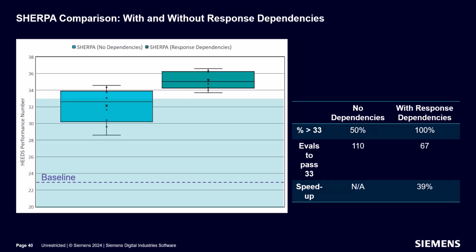For those optimizations that reached a performance value of 33, we can compare how long it took to reach that given performance. With no response dependencies defined, it took 110 designs on average to reach a performance of 33, again noting that only 5 of them reached the threshold at all. While the optimizations with response dependencies on average only took 67 designs to achieve a performance of 33. As a result, for those optimizations that achieved a performance of 33 or greater, the optimizations with the response dependencies were 39% faster in achieving the threshold.